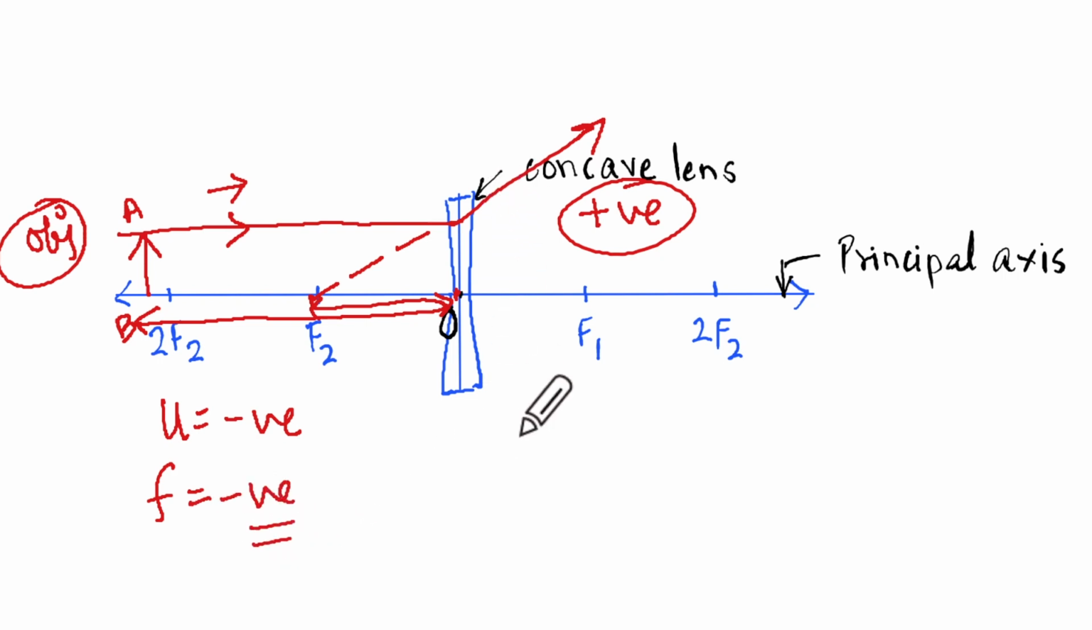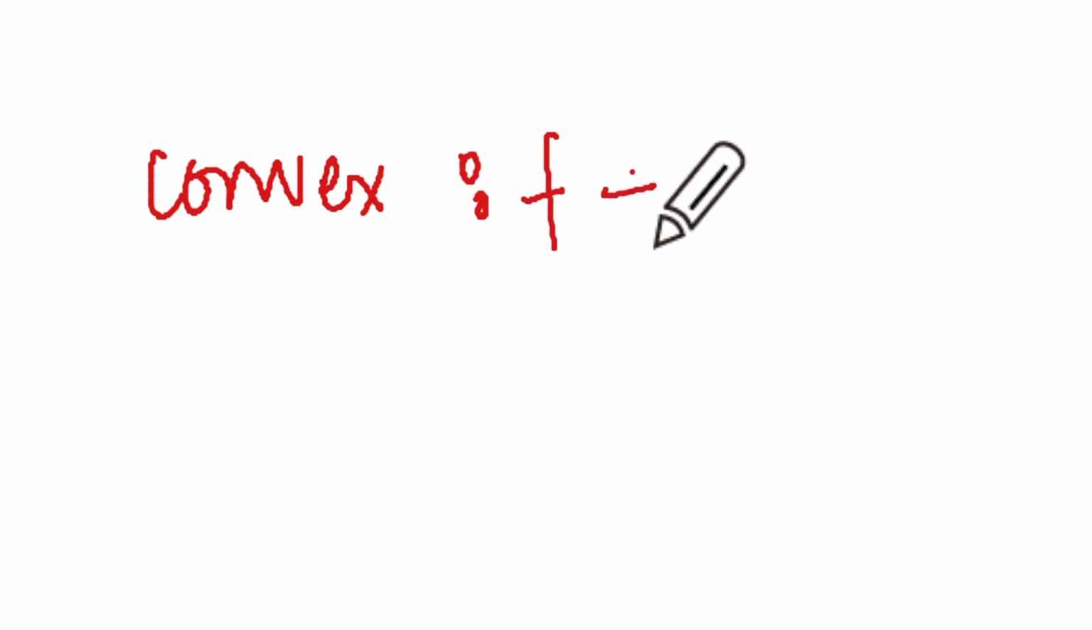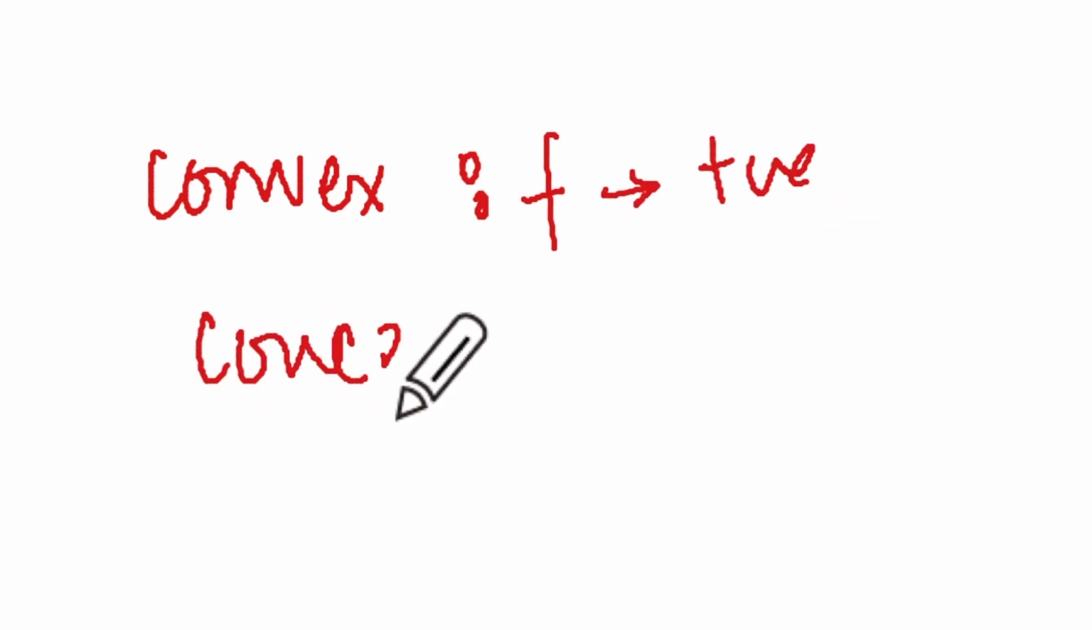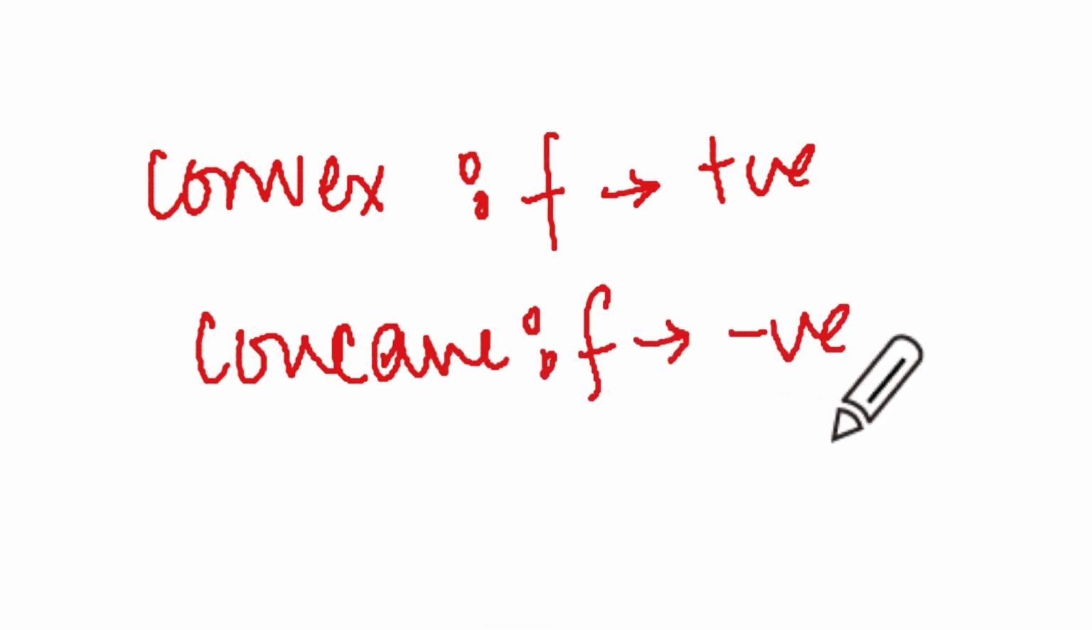Focal length is negative for which lens? Concave lens. So what did we learn? That if it is convex lens, the focal length is going to be positive. If it is concave lens, focal length is going to be negative.